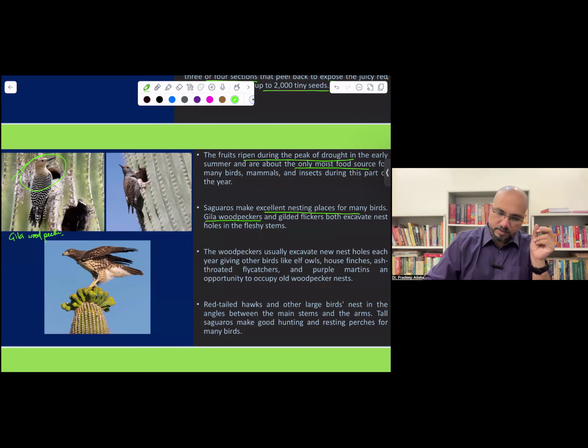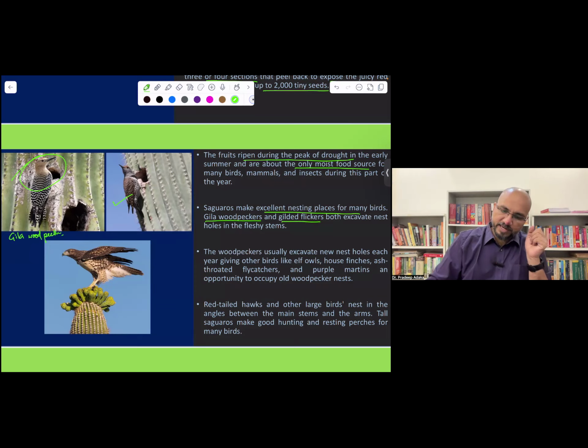Gila woodpecker. Then you have gilded flickers. So this is your gilded flickers. They excavate, they will dig a hole into the fleshy stem of the saguaro and they will make their nest. So some of these nests, once these birds fly away, other birds will occupy these nests.